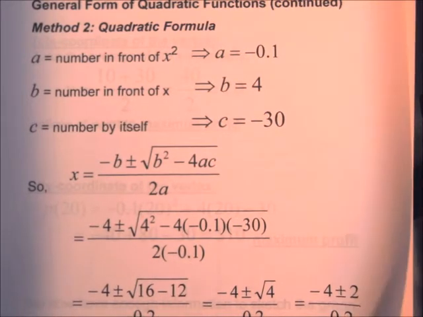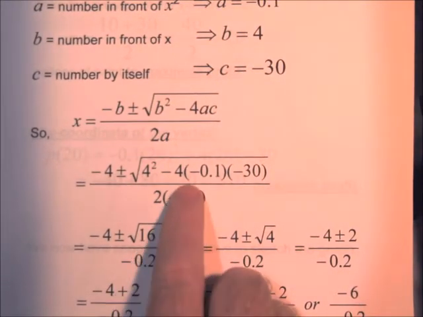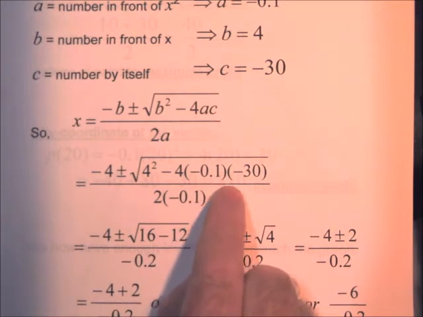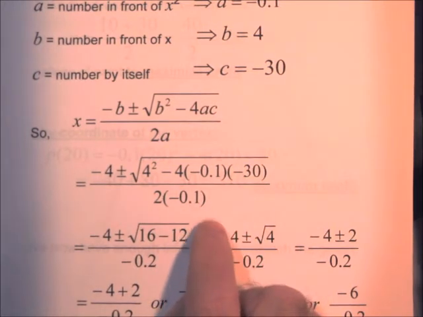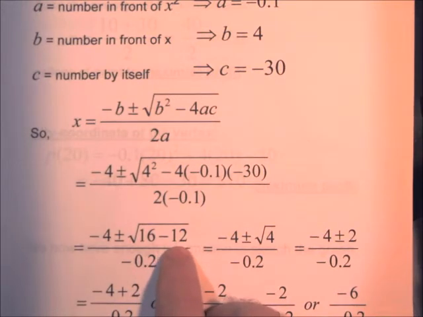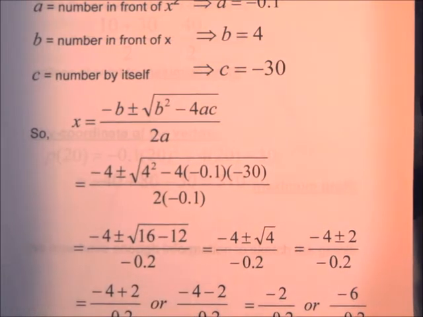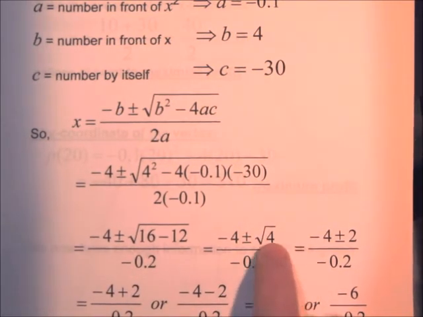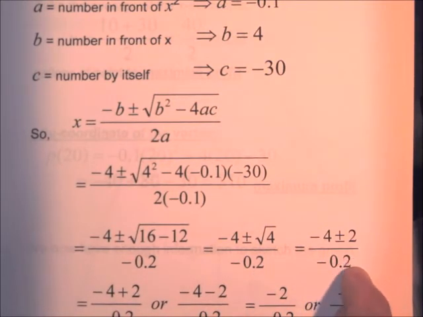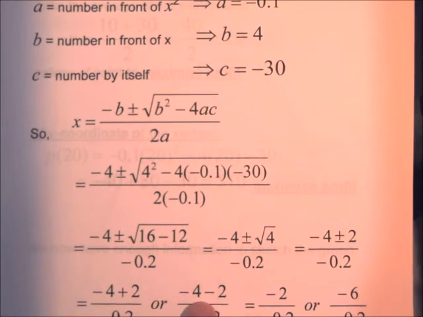Okay, and then inside the square root, 4 squared is 16. -4 times -0.1 times -30, we have three negatives. Negative times negative times negative is negative, and it comes out to be -12. On the bottom you have 2 times -0.1, which is -0.2. If you subtract, 16 minus 12 is 4. Square root of 4 is 2. And then you can split up the plus or minus. You have -4 plus 2 over -0.2, or -4 minus 2 over -0.2.